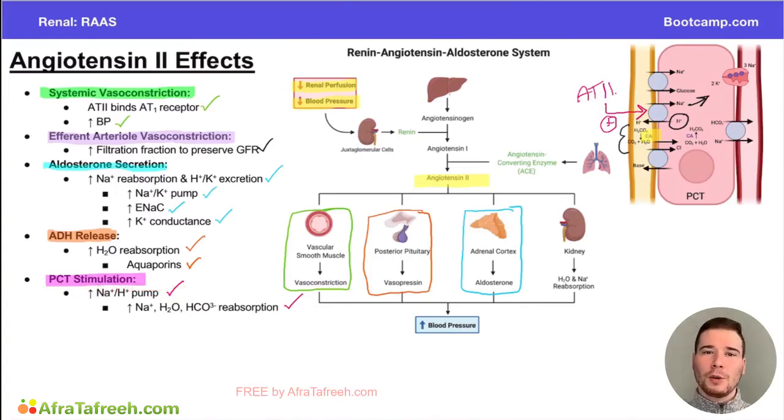So the main thing I want you to take away from this video is that the RAS system acts to increase our blood pressure. It also increases our perfusion pressure to the kidneys. The primary way it does this is by increasing reabsorption of sodium, but there are several different mechanisms in which this goal can be accomplished, right? We've talked about all of them here. These are all very important mechanisms to understand and make up a really important concept in renal physiology.